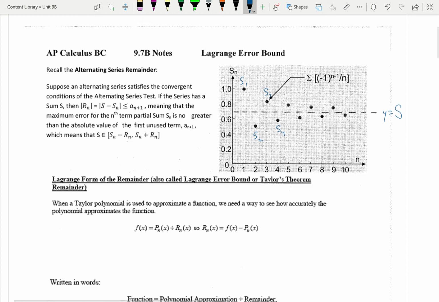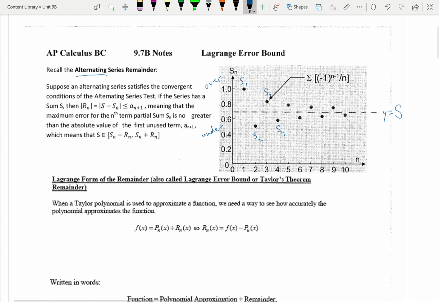But the most important thing to notice with an alternating series is that those partial sums are alternating between an overestimate and an underestimate. In this case, S1, S3, S5, the S sub odd values are always bigger than S, and S sub 2, S sub 4, S sub 6, those are all smaller than S. And both of those partial sequences, the odd sequence and the even sequence, are approaching the same value just from either side.